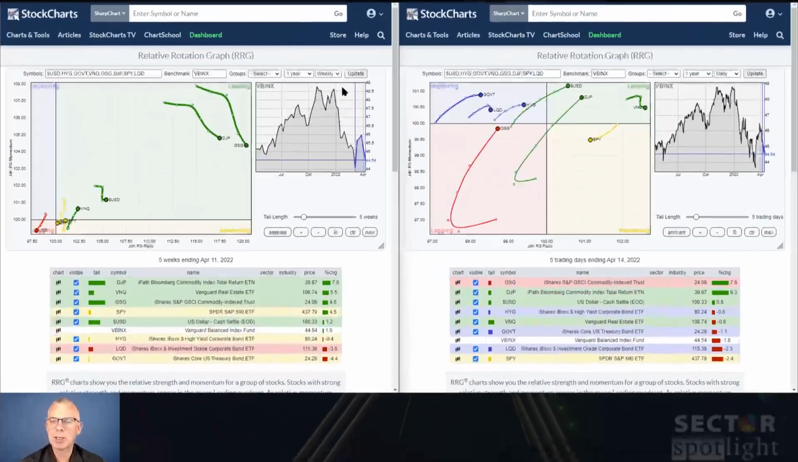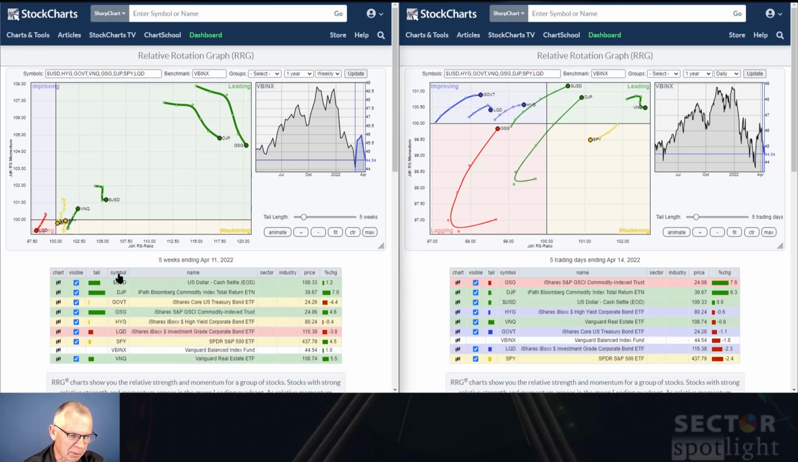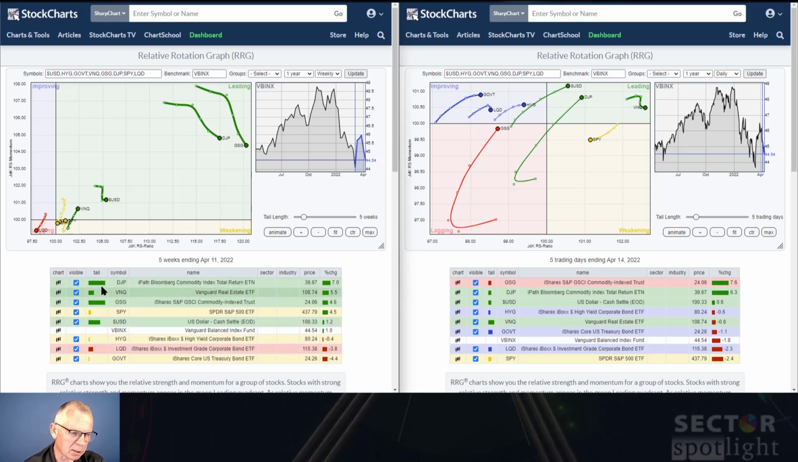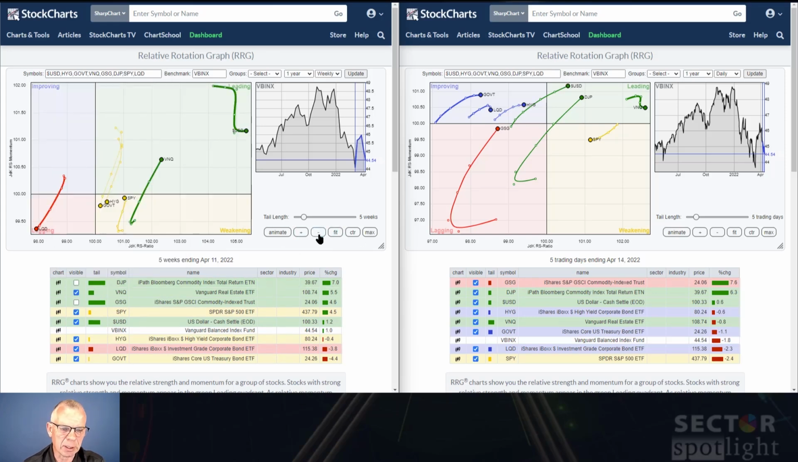Let's have a quick look at what happened among asset classes and their rotations last week. On the left-hand side, we have the weekly RRG for asset classes, and on the right-hand side, we have the daily version. Both commodity asset classes on the weekly are still inside the leading quadrant, albeit with a loss of relative momentum. So for clarity, I am going to tick those off. So it's DJP and GSG, and refit it so we get a better handle.